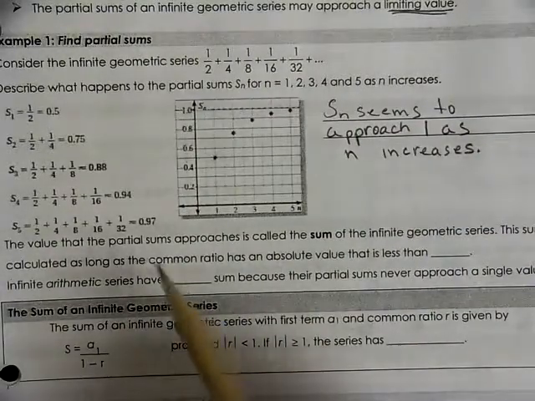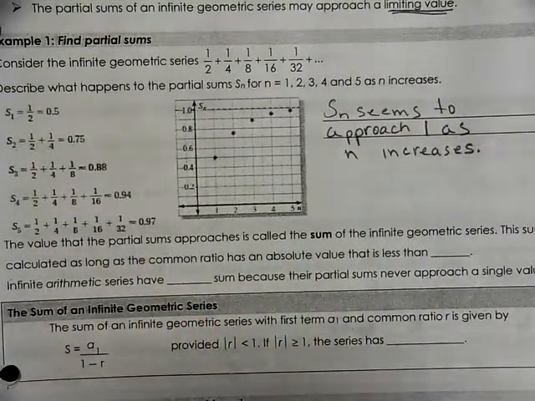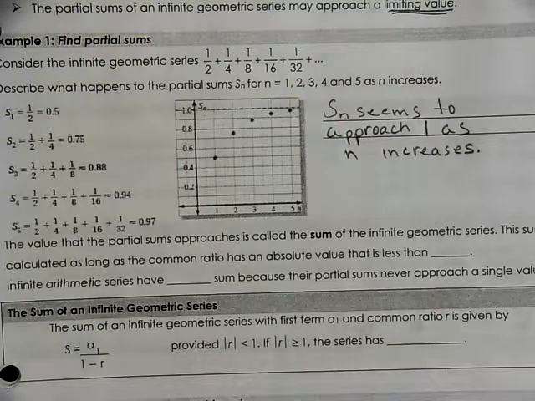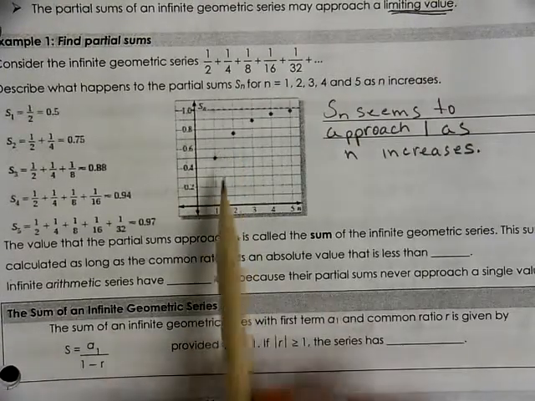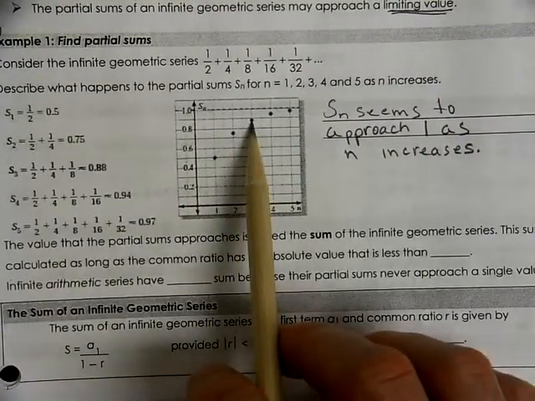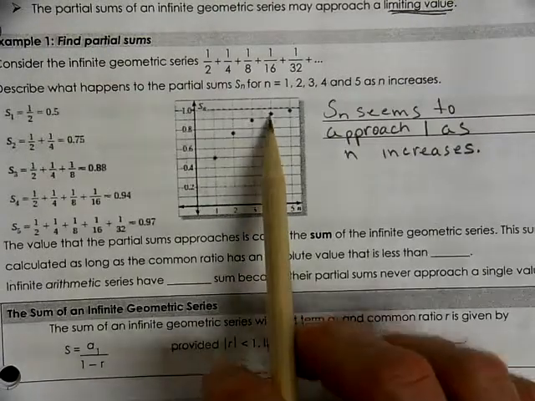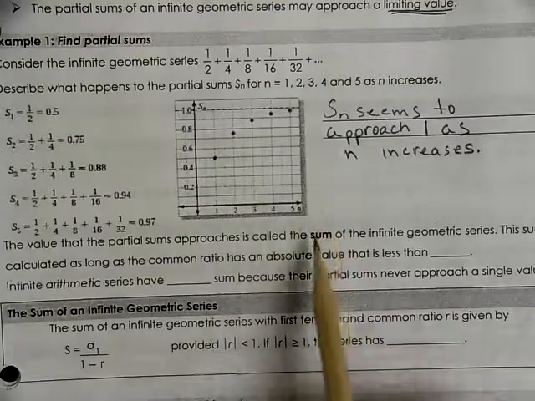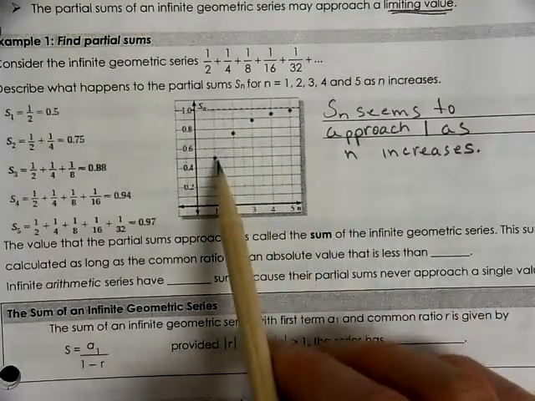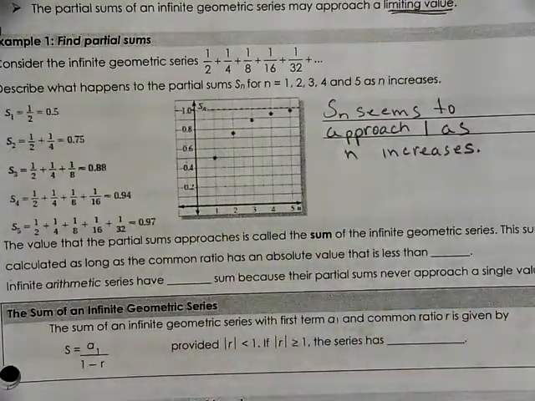So on review, if you're asked to find the partial sums, you take the first number, and then you take the first two numbers and add them together, and then the first three numbers and add them together, the first four numbers, and the first five numbers. You could continue that with the sixth and seventh, and you'll see that it does approach a value.